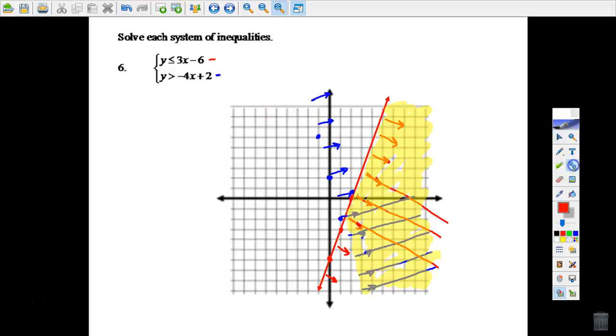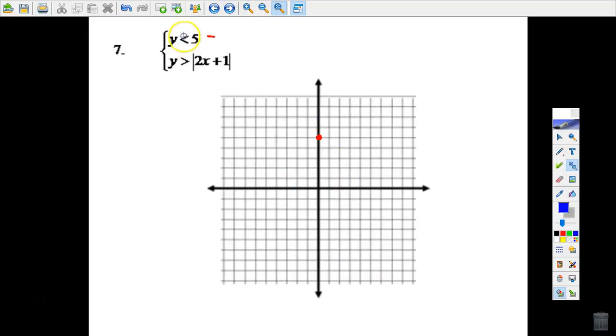I'm sorry about that. See, it's easy to make mistakes. Little mistakes like that. Everything else is okay. So be careful when you don't see the "or equal to." That means you obviously have to have a dotted line. And that's also true here. It's true for both of these actually.